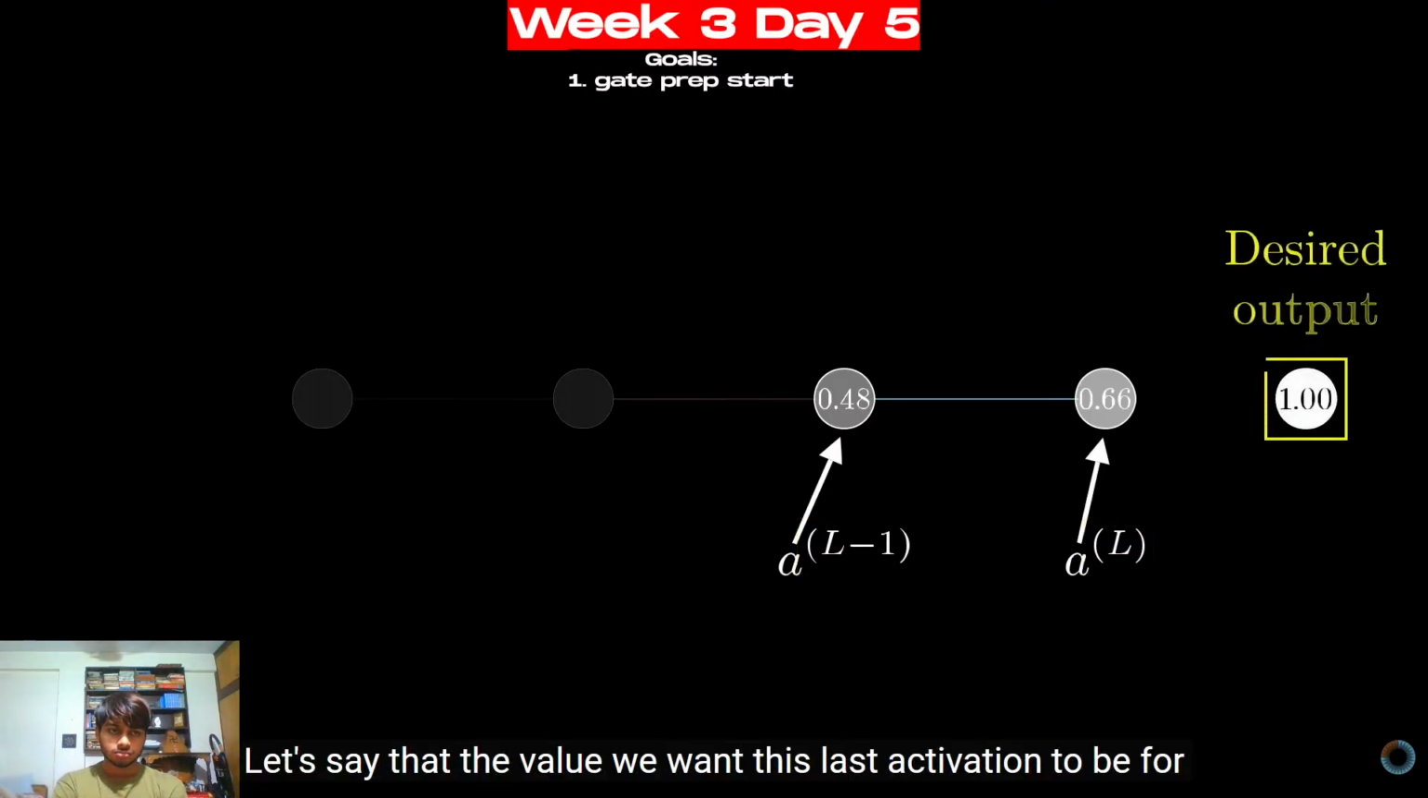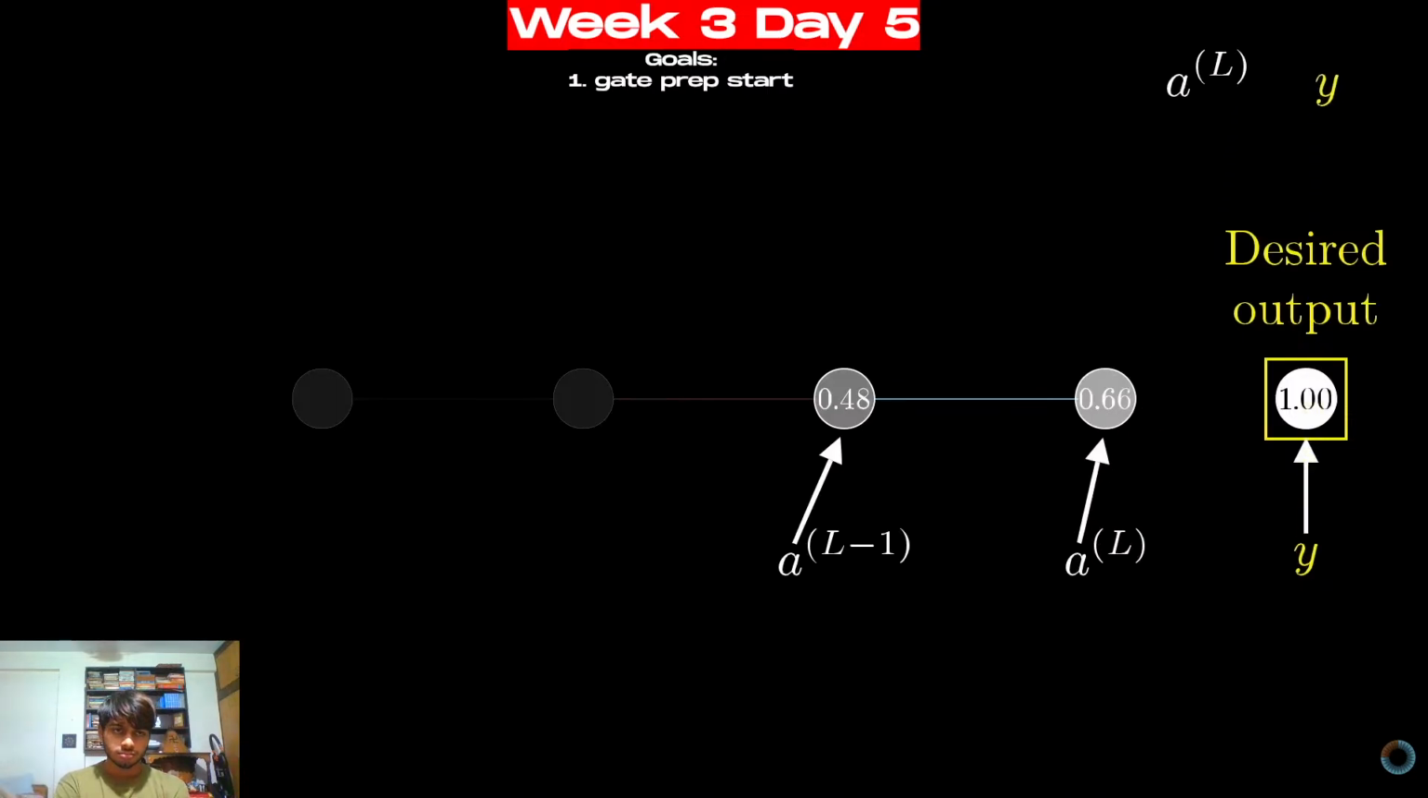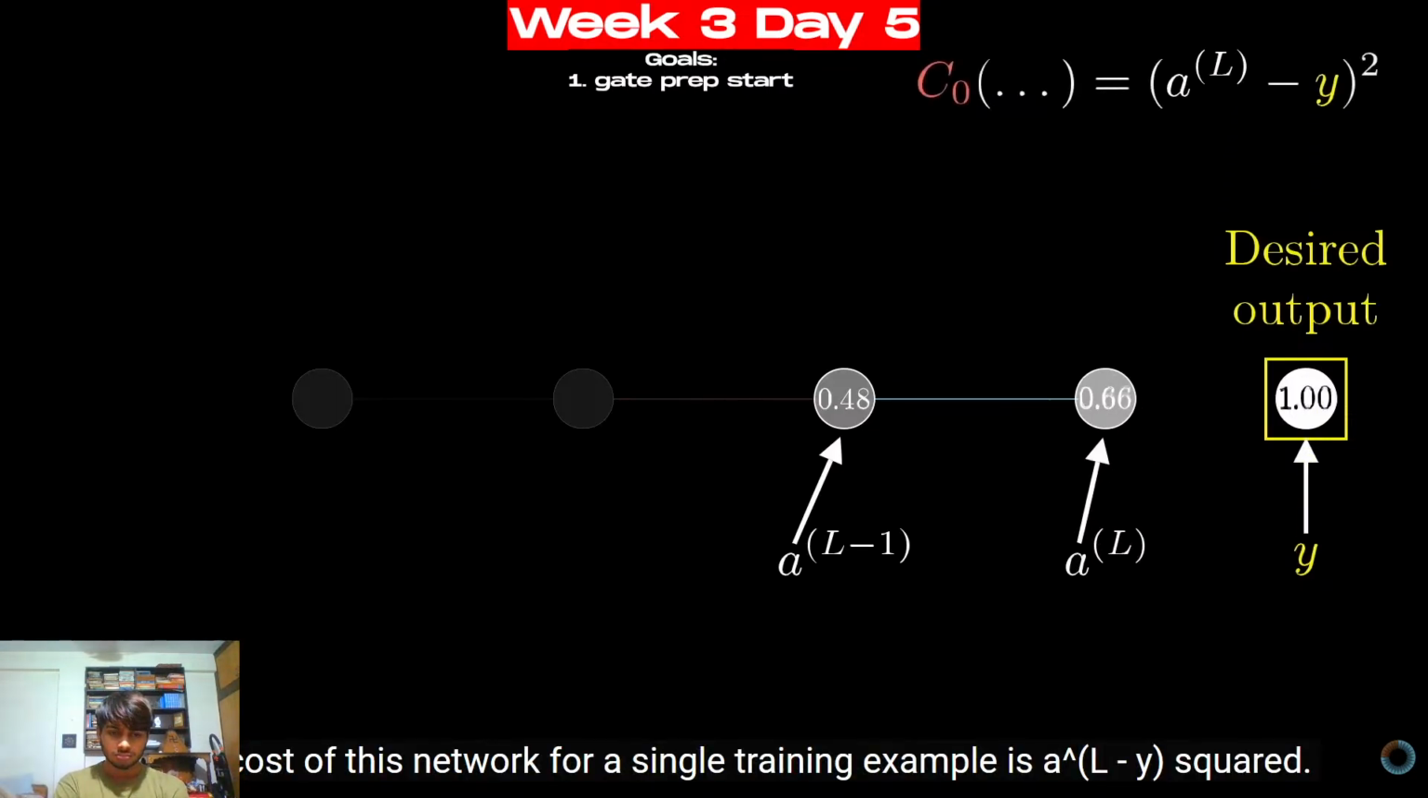Now let's say that the value we want this last activation to be for a given training example is y. For example, y might be 0 or 1. So the cost of this simple network for a single training example is (AL - y) squared.